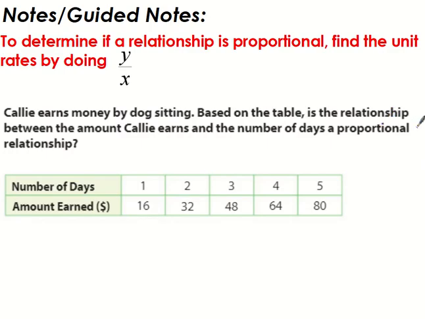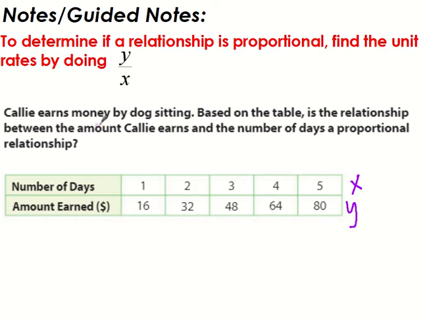So to determine if a relationship is proportional, you find the unit rate by doing y's over x's. So y over x just means, just like on a graph, we have our y-axis and our x-axis, okay? In a table, the first number will always be the x and the second number will always be the y. It's just how it is, so we all stay consistent. We have to check all of the rates, not just one or two, right?